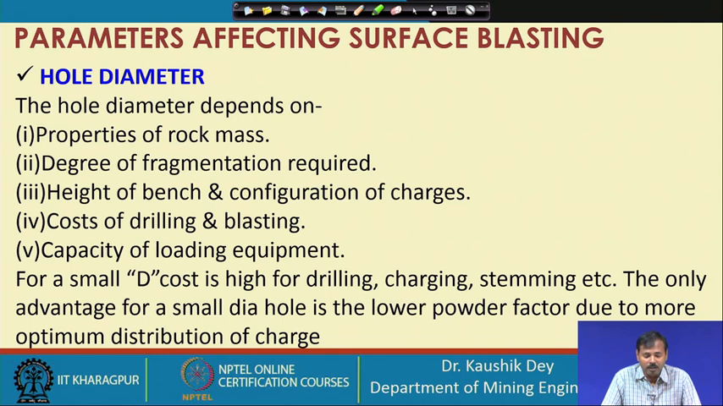But you will observe the result: fragmentation is better controlled, and throw of the rock is better controlled. But on the other hand, you cannot achieve a large production target this way, because the production per blast round is very less.